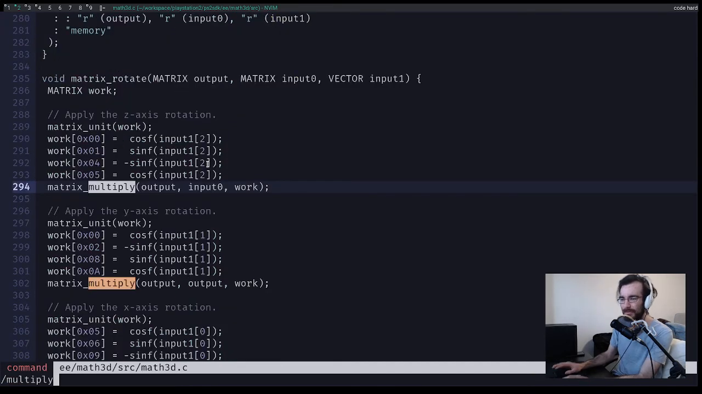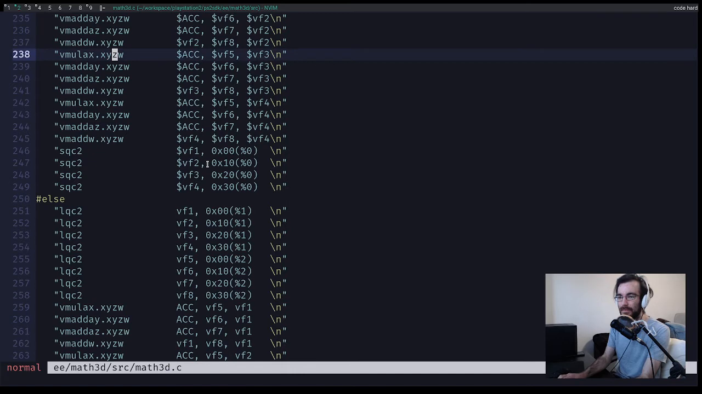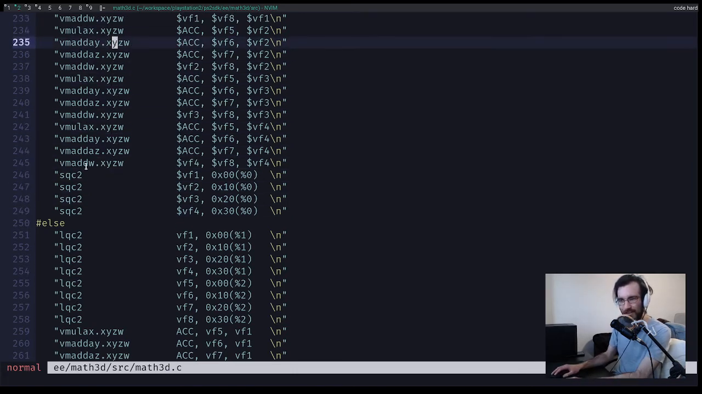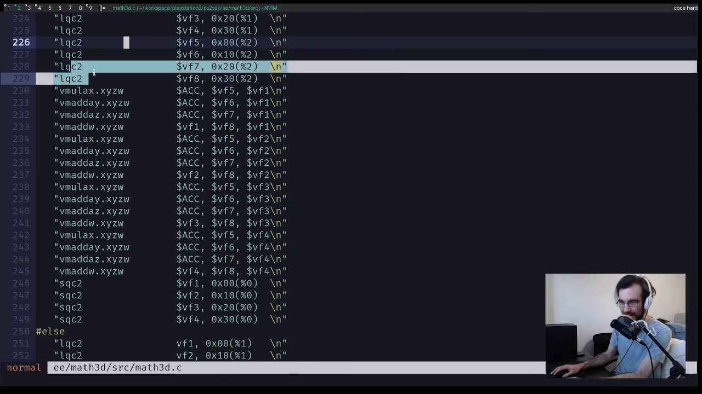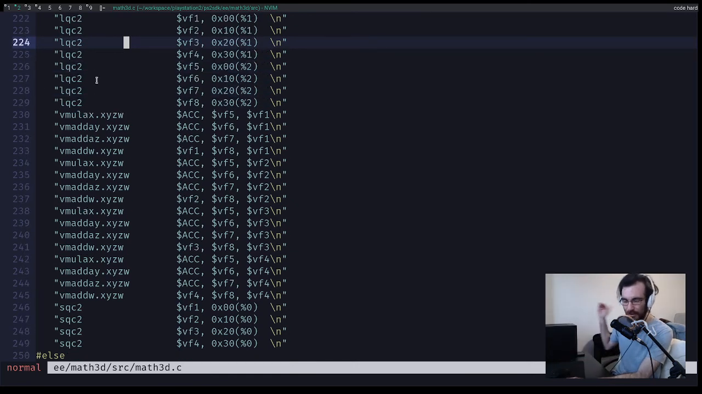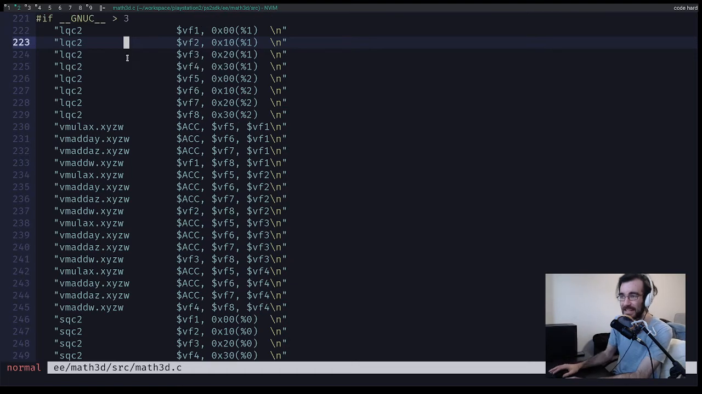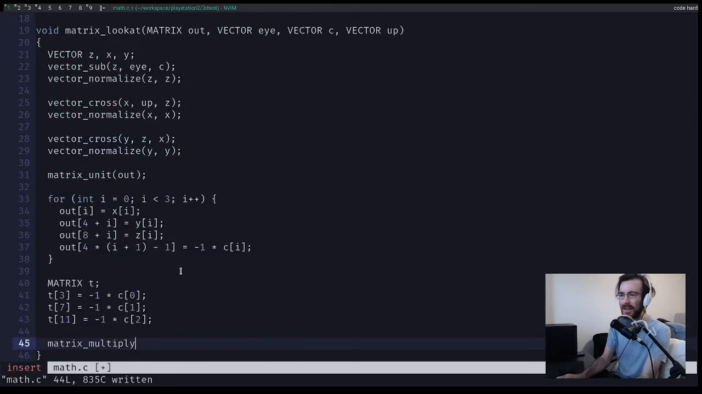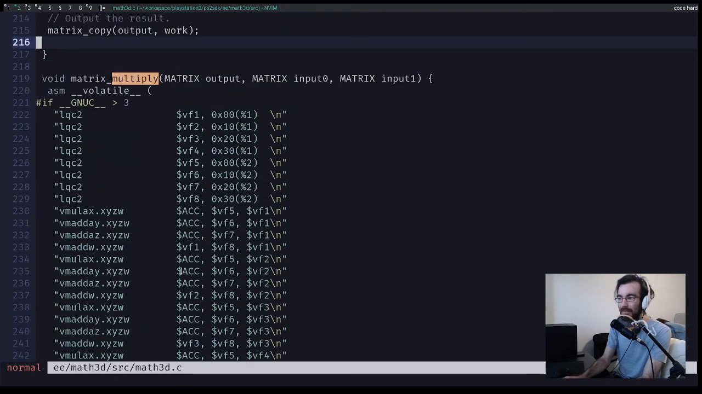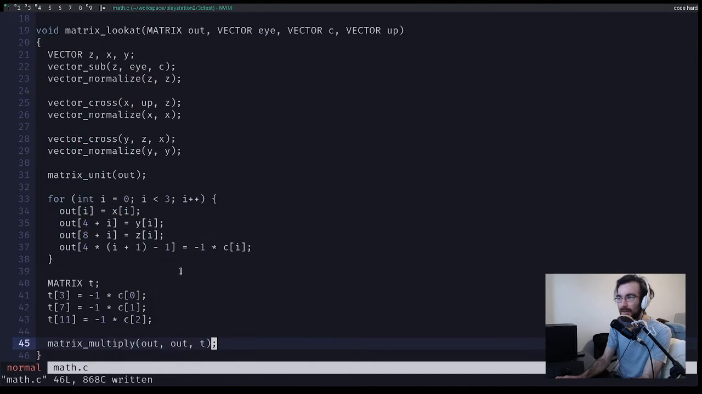SQC here is an instruction for sending data from the vector unit to the emotion engine, and LQC is an instruction for the opposite. It's loading into the coprocessor in this case. So it loads these things into the registers, and then it writes them back. So yeah, input and output can be the same. In conclusion, out, T. Input. Let's see what happens.